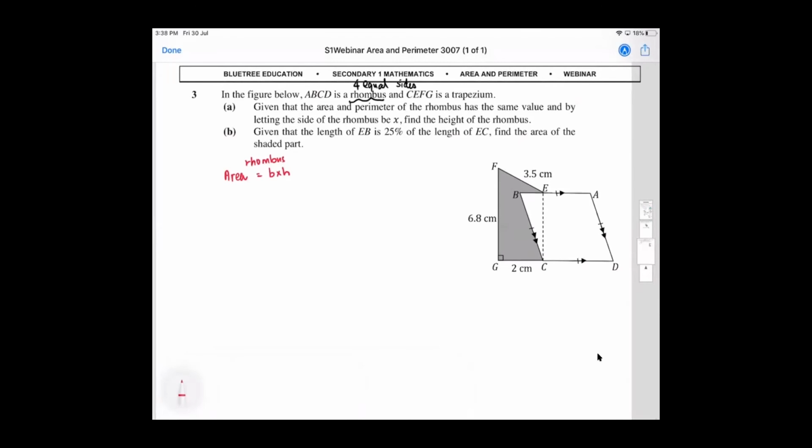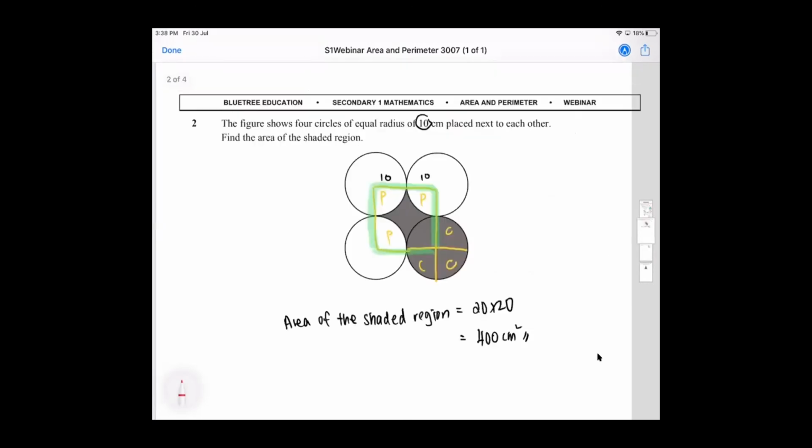Michelle Lim, I haven't finished the last question. The last question is only one step: 20 times 20, that's it. Just 20 times 20, copy paste to form a square, and then it's 20 cm times 20 cm.